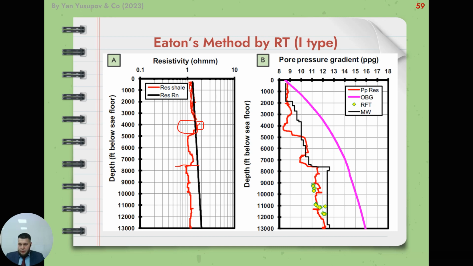Compared to the measured pore pressure, the modified Eaton's resistivity method gives an obviously good result in pore pressure calculations, so good as the previous methods: velocity, acoustic velocity, density, porosity, the d exponent, and another method.